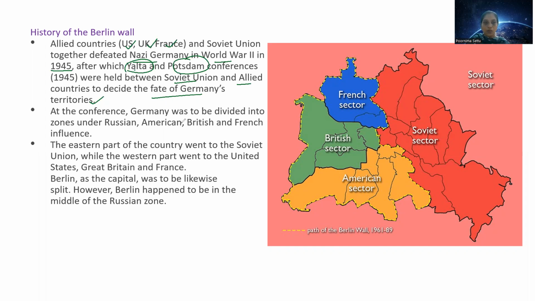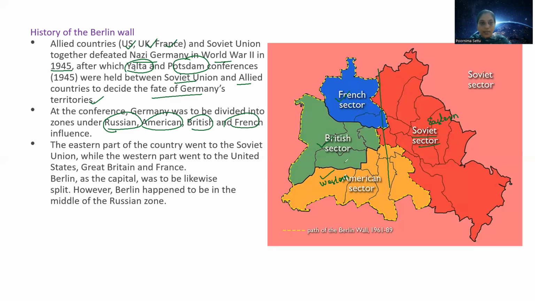So at the conference, Germany was divided into zones. One came under Russian influence, the other under American, British, and French influence. The eastern part of the country came under the Soviet Union, and the western part came under the American sector, British sector, and the French sector.